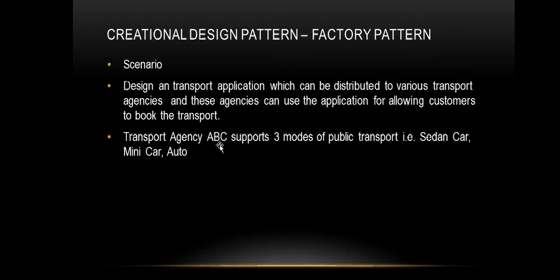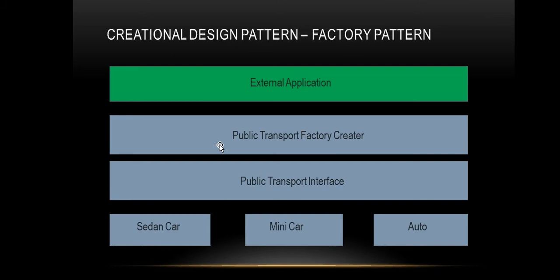Now the transport agency told me that it can support three modes of public transport: sedan, mini car and auto. So for this I have classes, one class each for sedan car, mini car and auto, in the bottom layer. On top of that there will be a public transport interface, which is going to have a few common methods declared, which will be overridden by these three classes.